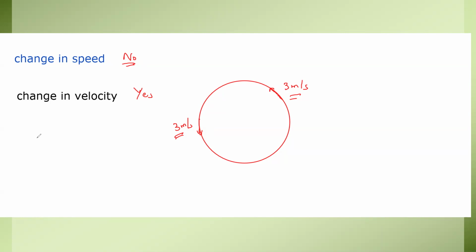Is this object accelerating? So again, the answer is yes, it is accelerating. The concept of acceleration is a change in the velocity. And for velocity, if the direction changes, the object always changes its velocity.